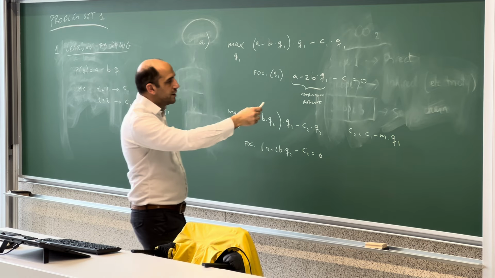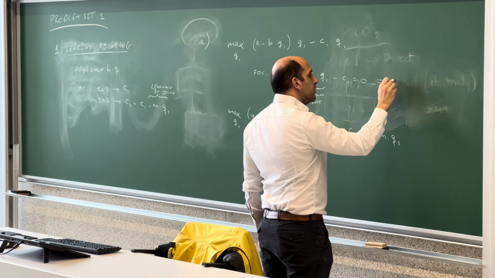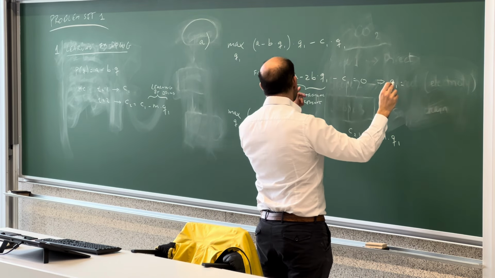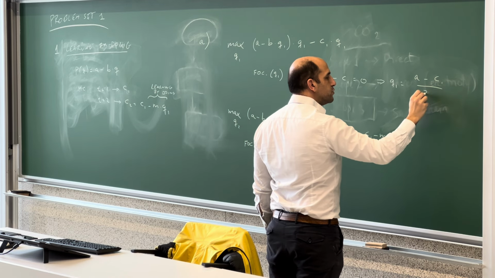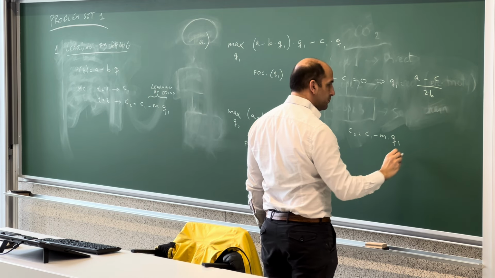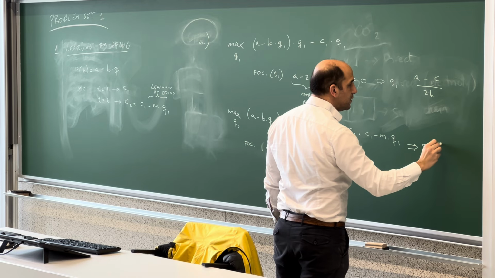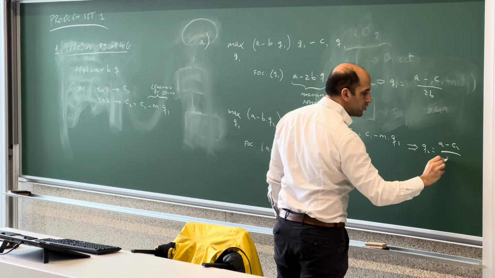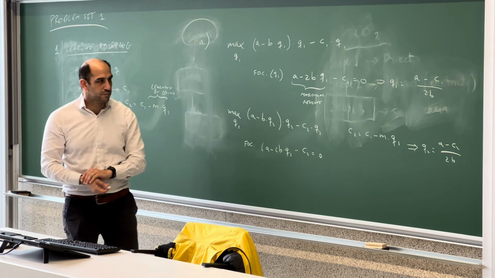So here, what are we going to get? The quantity in period 1 is going to be equal to A minus C1 over 2B, and Q2 is going to be A minus C2 over 2B, right? Now C2 is going to be lower because we learned in the first period.